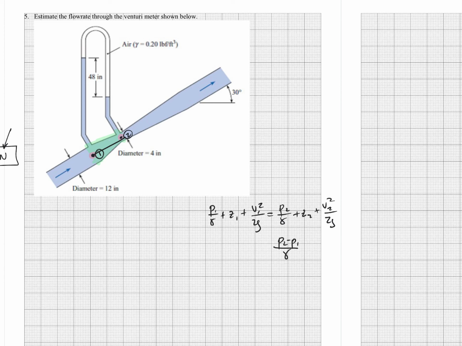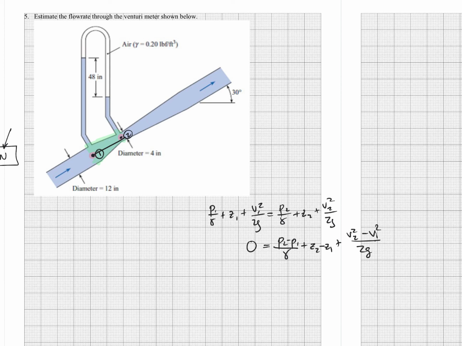I already know that I'm going to do this, right? I'm going to bring P1 over gamma over there. Z1 minus Z2, go ahead and put that over here too, Z2 minus Z1, because I'm going to make that like some kind of imaginary letter, like a lowercase h or something. And then V2 is going to be faster than V1, so let's bring it all over to one side. Let's have fun with this, okay? V2 squared minus V1 squared on 2G.